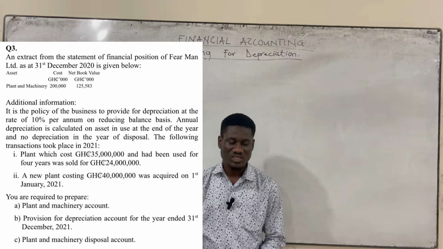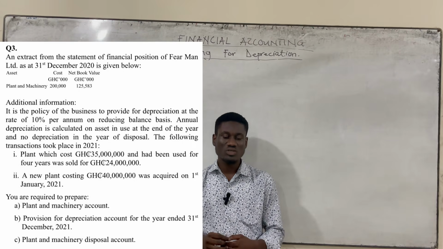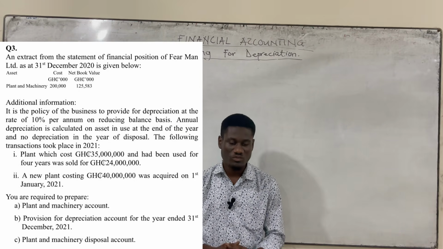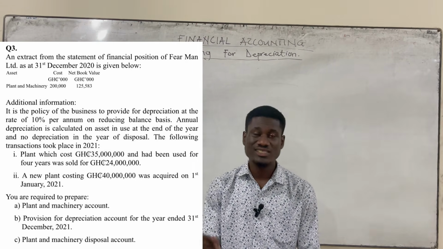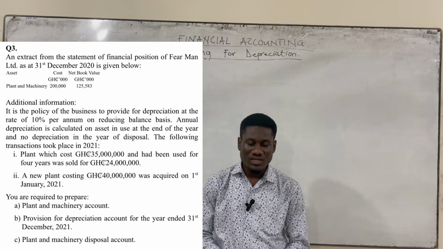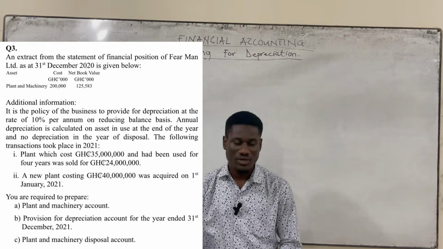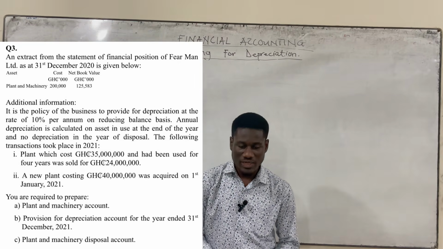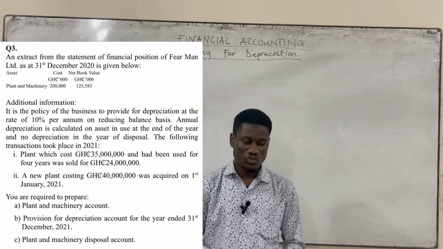Good. Annual depreciation is calculated on assets in use at the end of the year and no depreciation in the year of disposal. The following transactions took place in 2021. Plant which cost 35 million and had been used for 4 years was sold for 24 million. Good. A new plant costing 40 million was acquired on 1st January 2021.